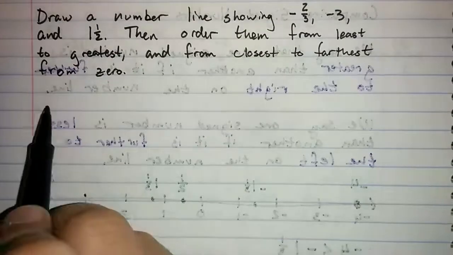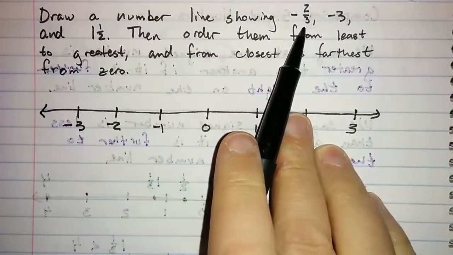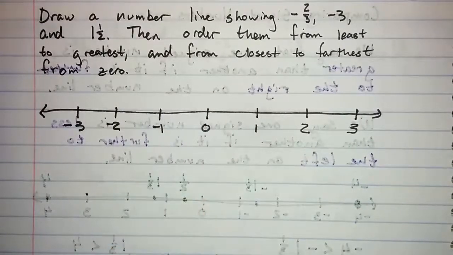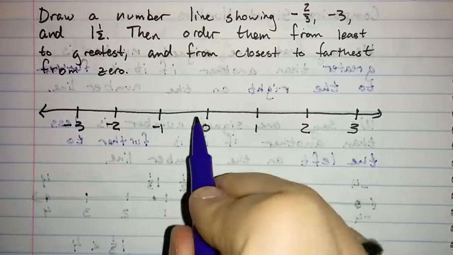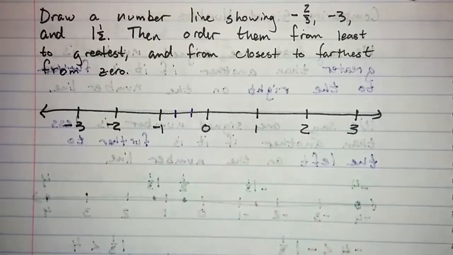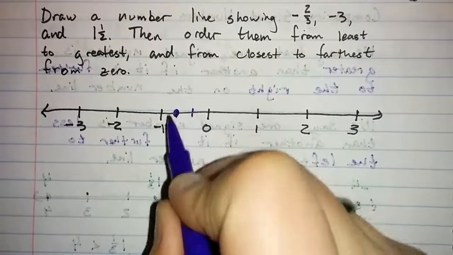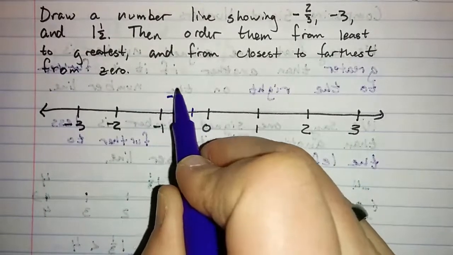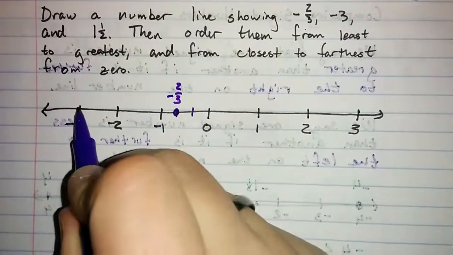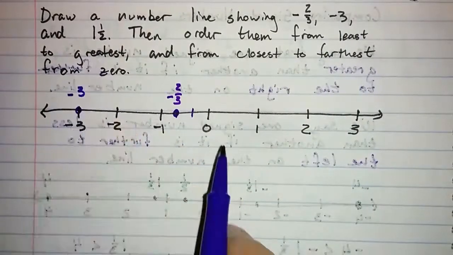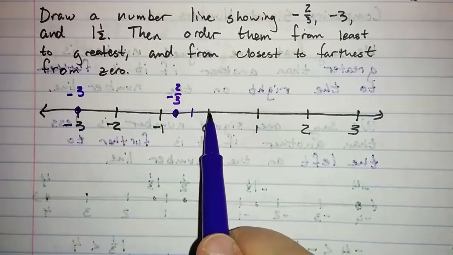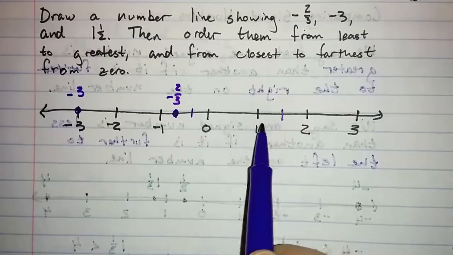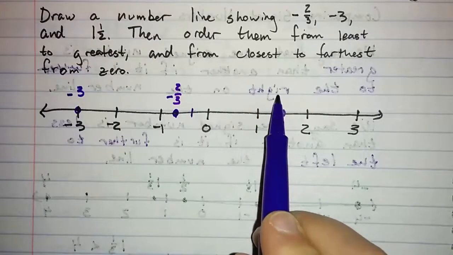All right, so here we have our number line. -2/3. Well, I'll start at 0 and I want to go 2/3 away. So I'll take this unit and divide it into 3 equal parts. And I'll take 2 of them, 1, 2 away from 0. -3, that's easy, that's already marked. And then 1 1/2, that's +1 1/2. From 0 I'll go 1. And then I'll split this unit into 2 equal parts and take 1 of them.